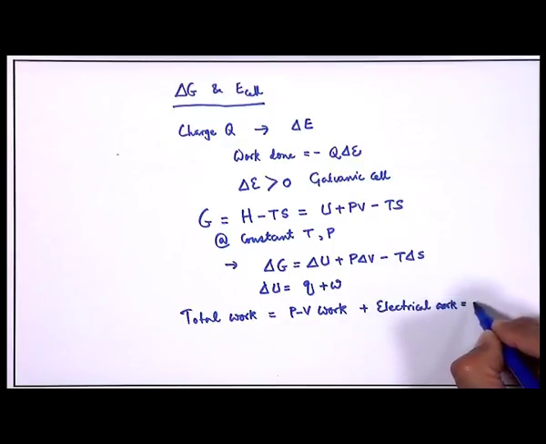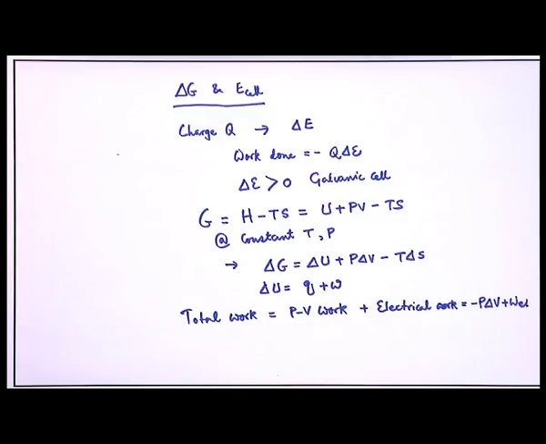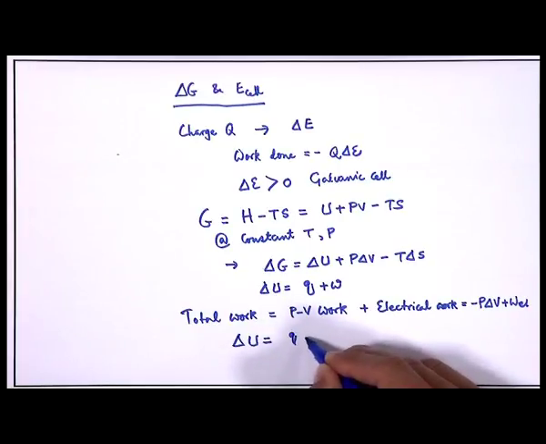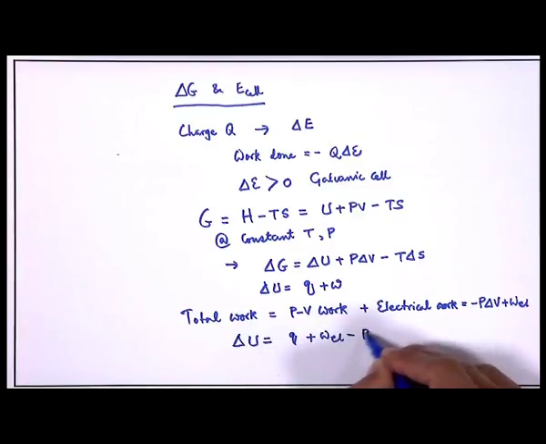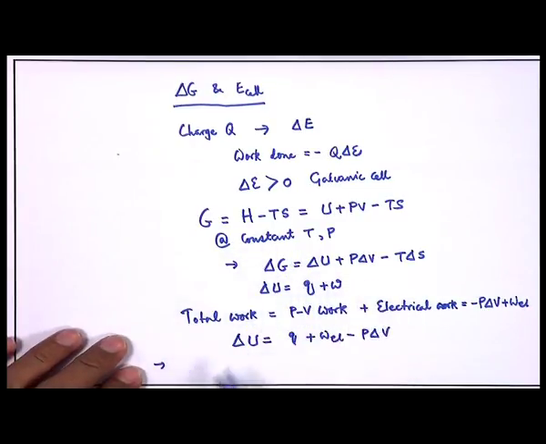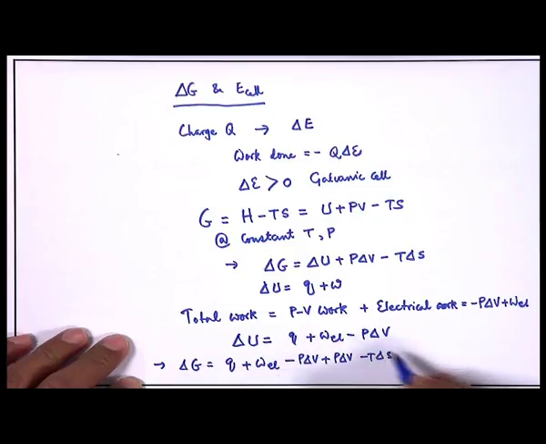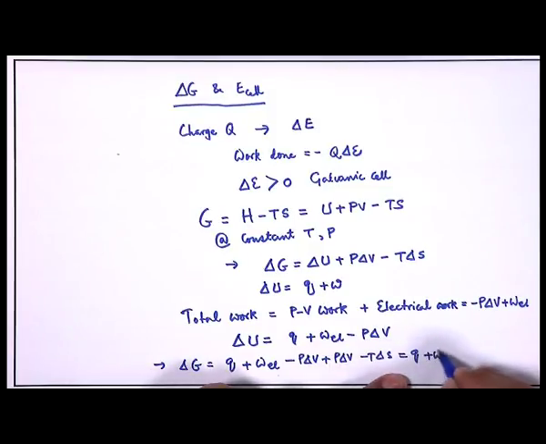So, we can write minus P delta V plus W electrical. Therefore, delta U is equal to Q plus W electrical minus P delta V. If we plug this into the expression, we get delta G is equal to Q plus W electrical minus P delta V plus P delta V minus T delta S, and that gives Q plus W electrical minus T delta S.